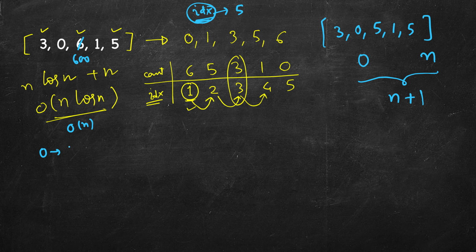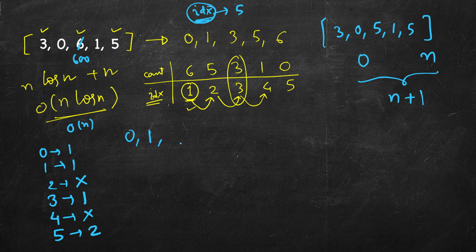So 0 has occurred 1 time. You can see a 0. 1 has occurred 1 time. 2 has not occurred, so it's 0 times. 3 has occurred 1 time. 4 no occurrence. 5 twice. So this means that you can sort it. So 0, if there is a count, then keep it. If the count was 2, we would have written 0 2 times. Next is 1, again 1 time. 2 is not there, 3 is 1 time, 4 is not there, 5 is 2 times. So this way you can do the counting sort.